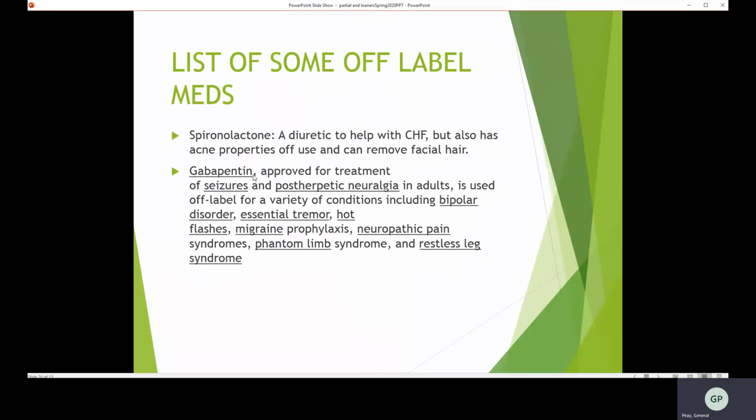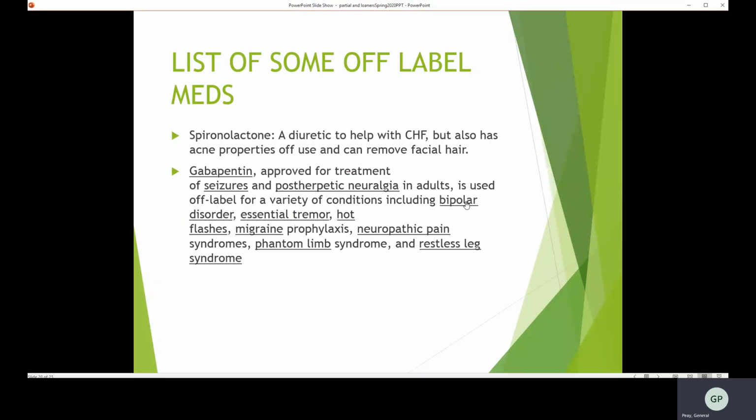This is a real popular one, gabapentin. Gabapentin is originally FDA approved for seizures. This one is also for postherpetic neuralgia, a condition that you get if you have shingles. Shingles is one of the herpes-type viruses, not the sexually transmitted one, but a different type. It's mainly used for pain associated with that condition and seizures. But off-label, it has a lot of indications.